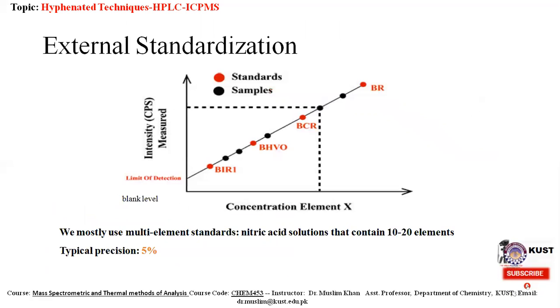And external standardization, we mostly use multi-element standard nitric acid solution that contains 10 to 20 elements. Typical precision is around 5%. We have discussed this external standardization, how this calibration curve is achieved. This is reached to the blank level, limit of detection also.